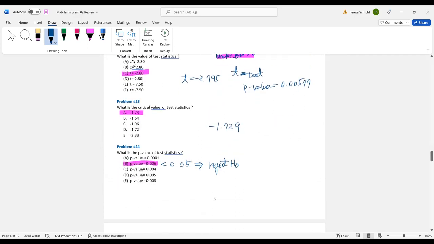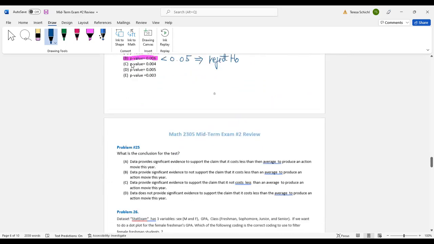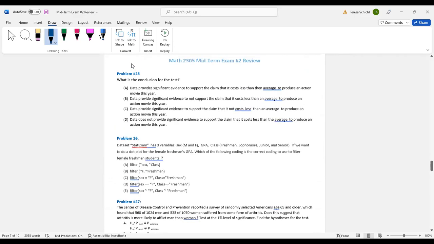So the answer will be the data provide significant evidence to support the claim that the cost of making the action movie is less than 62.8 minutes. Let's see which one is that. Okay, so that's what tells me here. The data provide significant evidence to support a claim. It costs less on average to produce an action movie. Yeah, that is right. Okay, so that's what we mean to reject H0.